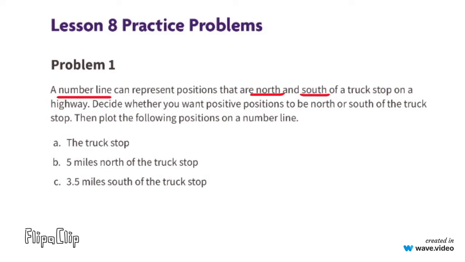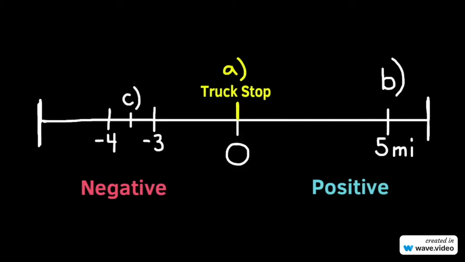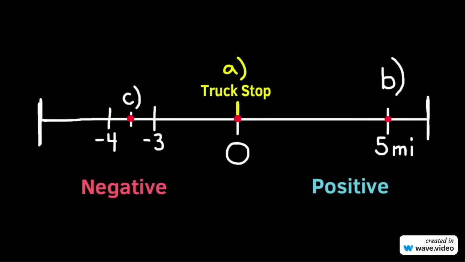C. 3.5 miles south of the truck stop. South would be negative, which would be located to the left of the truck stop. I've placed the points on the number line. The point for A is at 0, representing the truck stop. The point for B is at positive 5 miles, representing 5 miles north of the truck stop. And the point for C is at negative 3.5, representing 3.5 miles south of the truck stop.